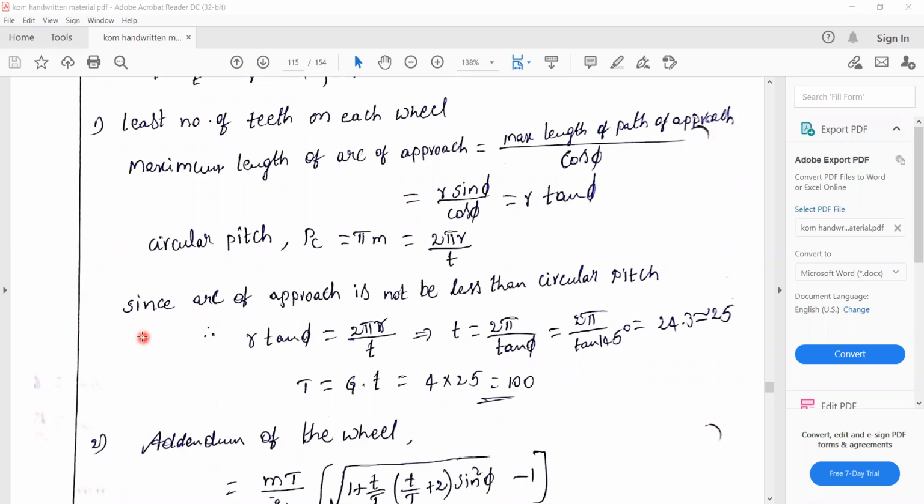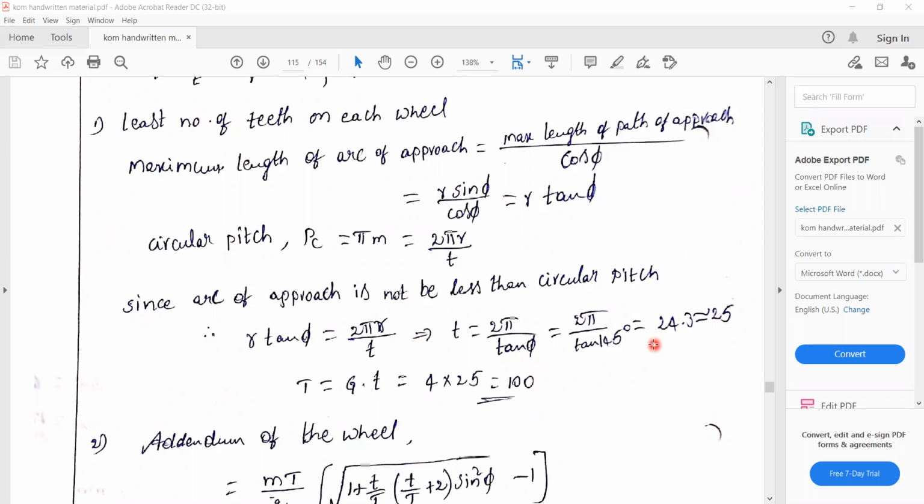Here we should recall our condition: the arc of approach is not less than the circular pitch. Now we equate both values. r tan phi equals 2 pi r by t. The r cancels in our equation, so small t equals 2 pi by tan phi.